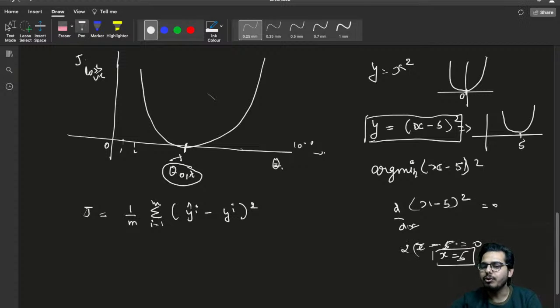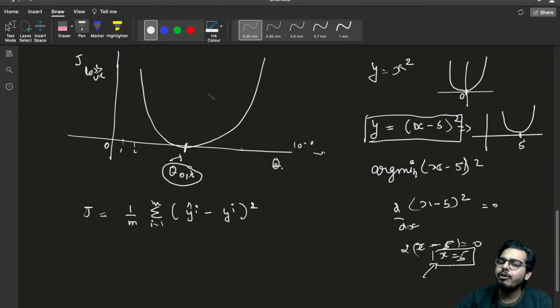Basically it will also have 2, but the 2 will go in the divide and it will become 0. So x minus 5 is equal to 0 and x will be 5. So at this point the function will be minimum. And if you want to find the minimum value of the function, this is the point or that location where you have the minimum value, not what is the minimum value of the function.